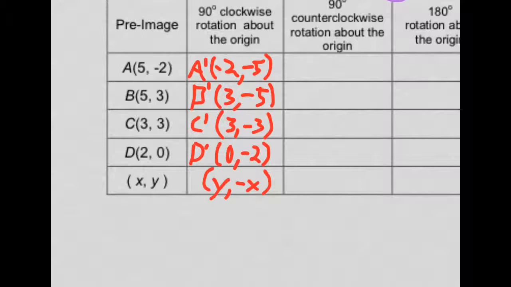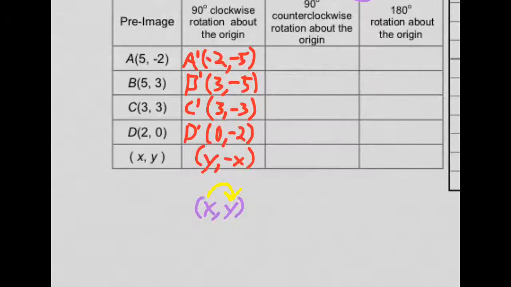So one way to think about this, maybe it'll help you out, is you start with x, y, and then remember clockwise is this way, so your x gets moved to your y spot and it gets changed. Meanwhile, your y just gets shoved to the other side. So that's clockwise, 90 degrees about the origin.